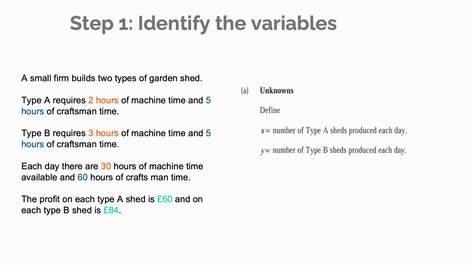So, because we have two types of sheds that we are working on, we are going to introduce two variables to represent these sheds. So x will stand for the number of type A sheds produced daily, and then y will also stand for the number of type B sheds produced each day. So remember, the first step for solving or for programming your inequalities is to identify the variables involved.